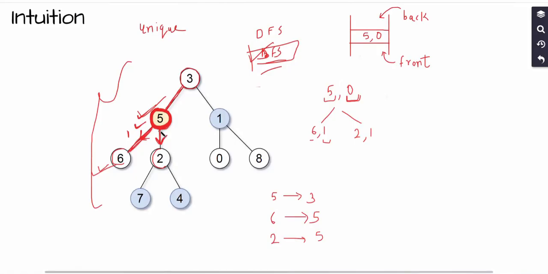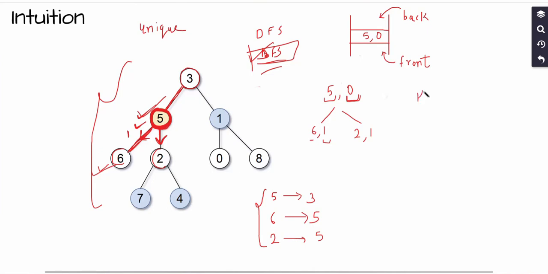Since all the node values are unique, we have a perfect mapping. So for each node we have a parent. So for 6 we have 5 here, then for 7 we have 2. So in this way I can map the parents for each node. How would I implement that? It is easy to implement this type of functionality.